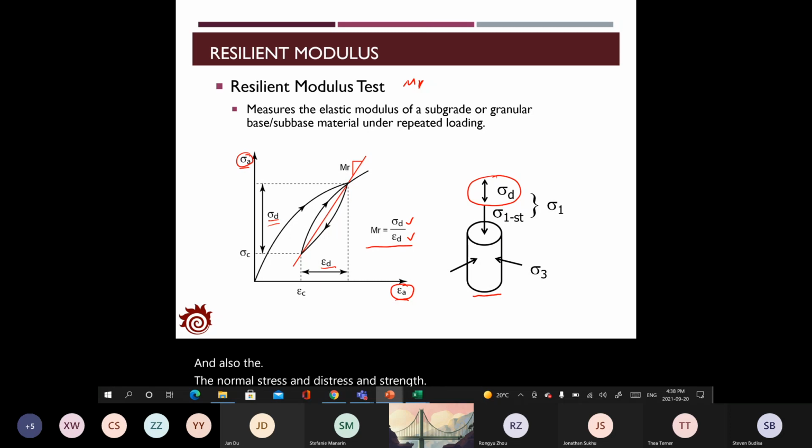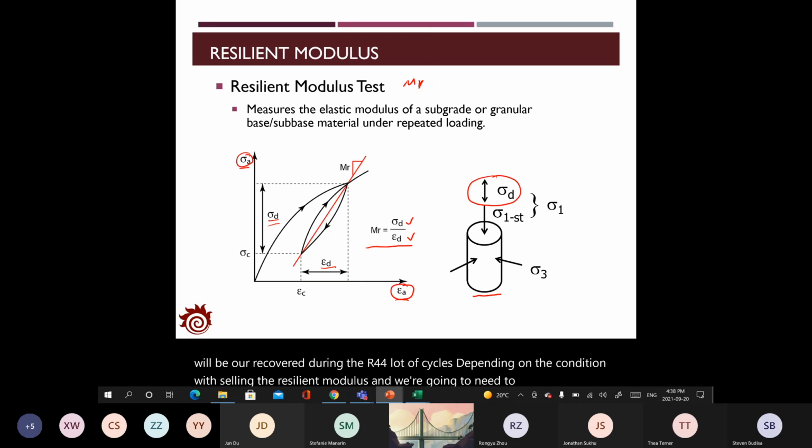And by the repeated load, you will find out that the stress and the strain will be recovered for a lot of cycles, depending on the condition we set in the resilient modulus test. And we're going to need to use the property of this cycle. So this is one typical cycle we will observe from the resilient modulus test. And by finding out the maximum and minimum value of the stress and strain, and also their differences, we can then, using their slope, identify the resilient modulus.